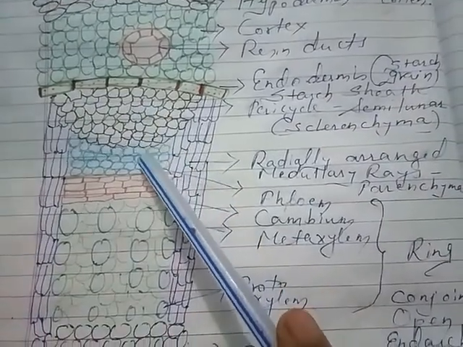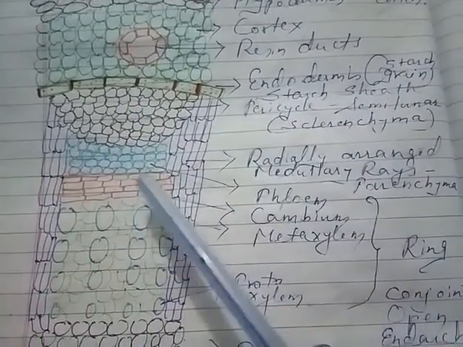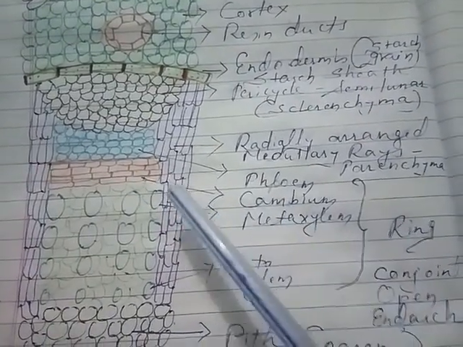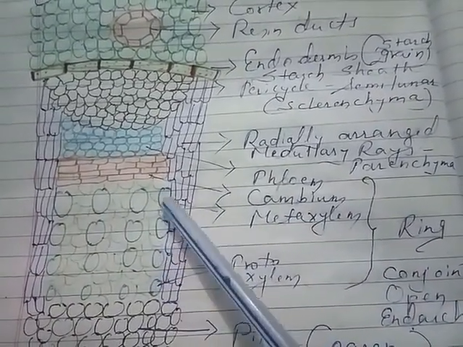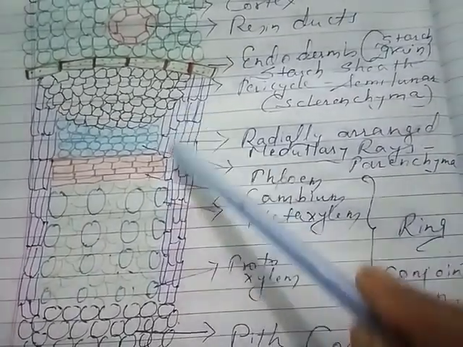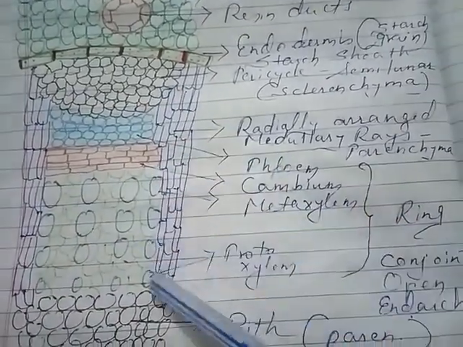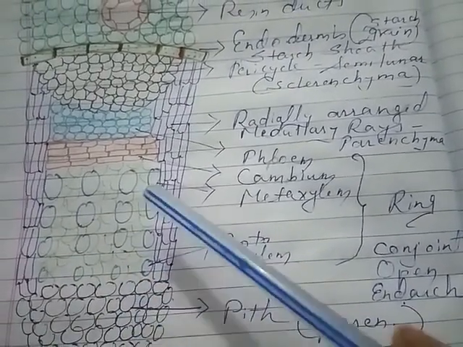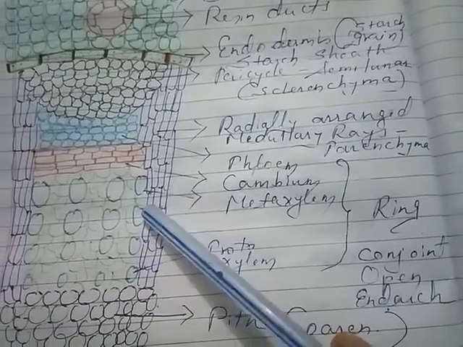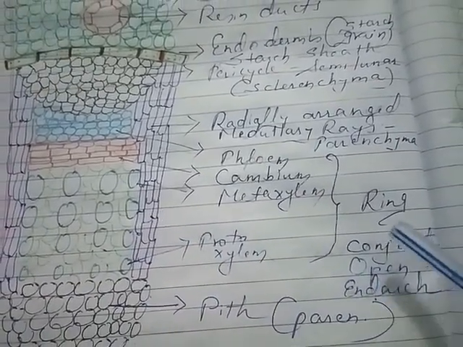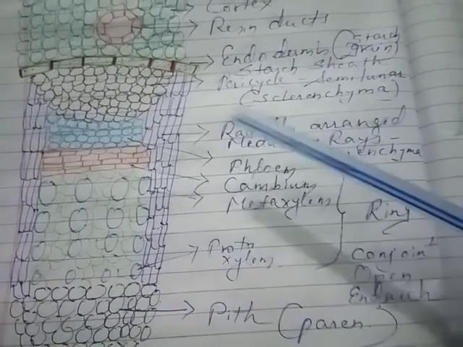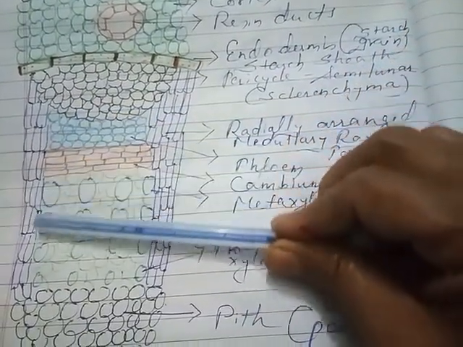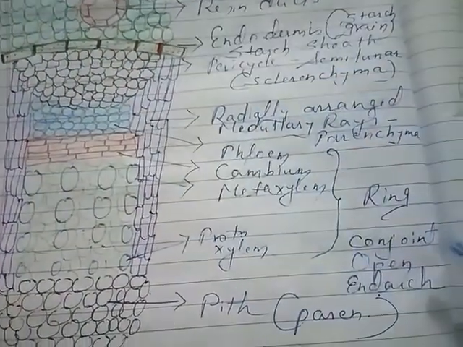Below the pericycle, phloem is present, and in between phloem and xylem, cambium is present for secondary growth. Now in the bundle of xylem, you can see the metaxylem is facing towards the outer side, while the protoxylem is facing towards the inner side, towards the pith region. So the arrangement of xylem is said to be endarch, and it is said to be conjoint because the bundle of phloem and the bundle of xylem are on the same radius.